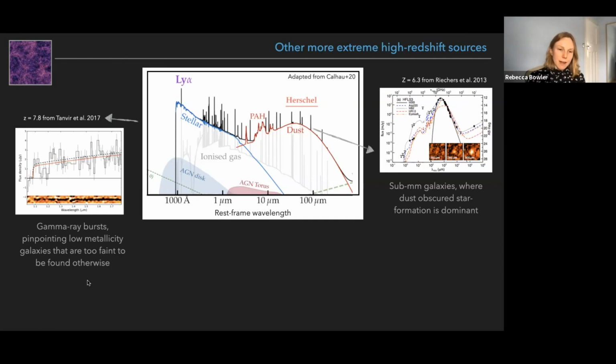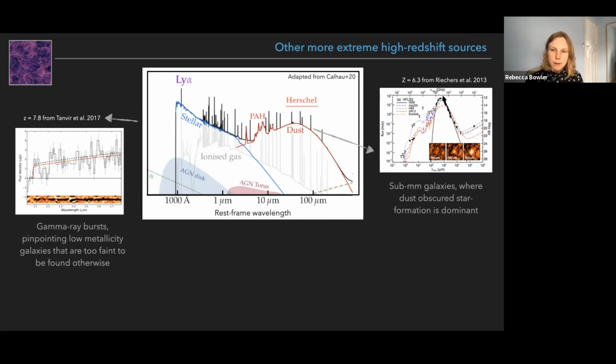So there are gamma ray bursts that have been associated with very high redshift. For example, this is an object at redshift 7.8 from Vera et al. And what you're seeing there is the afterglow of the gamma ray burst, and you can use that to estimate the redshift. And these are really interesting objects because they typically pinpoint very low metallicity galaxies that would be too faint to be found otherwise without this incredibly bright afterglow.